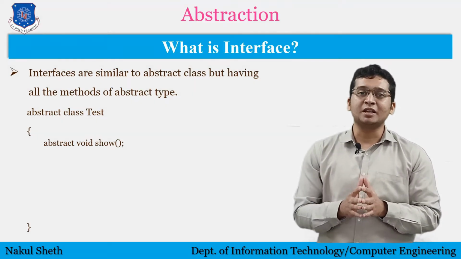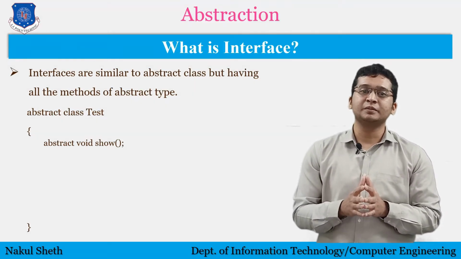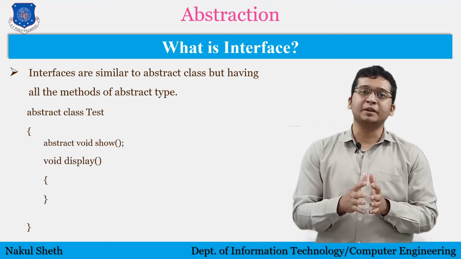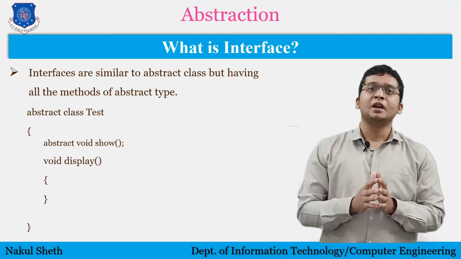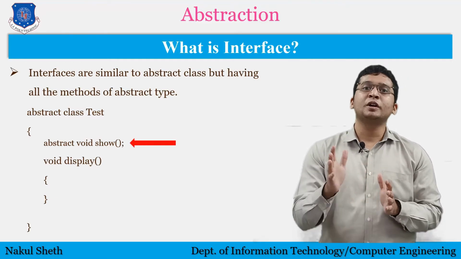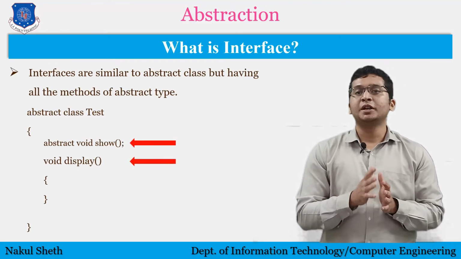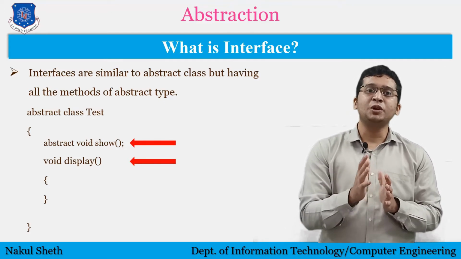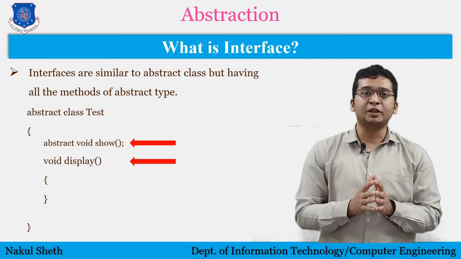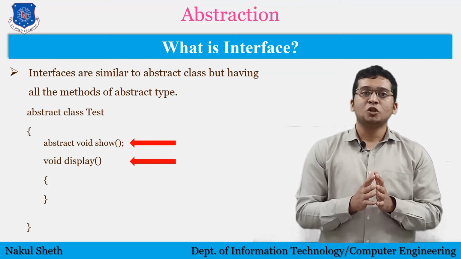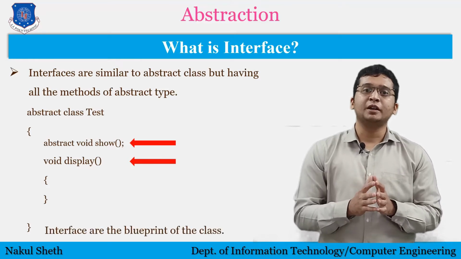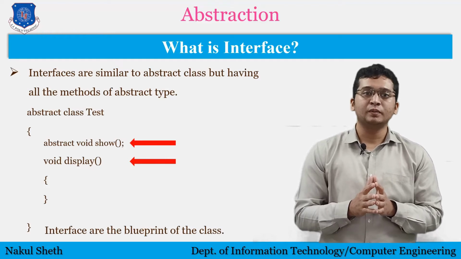And in abstract class, we can declare concrete methods as well. For an example, I have created a simple method such as void display. So here you can see in an abstract class, we can create an abstract method and also create a simple method as well. But in interface, we have to declare every method as abstract method. We can't create concrete method in interface. So an interface is a blueprint of class which specify what a class needs to do.